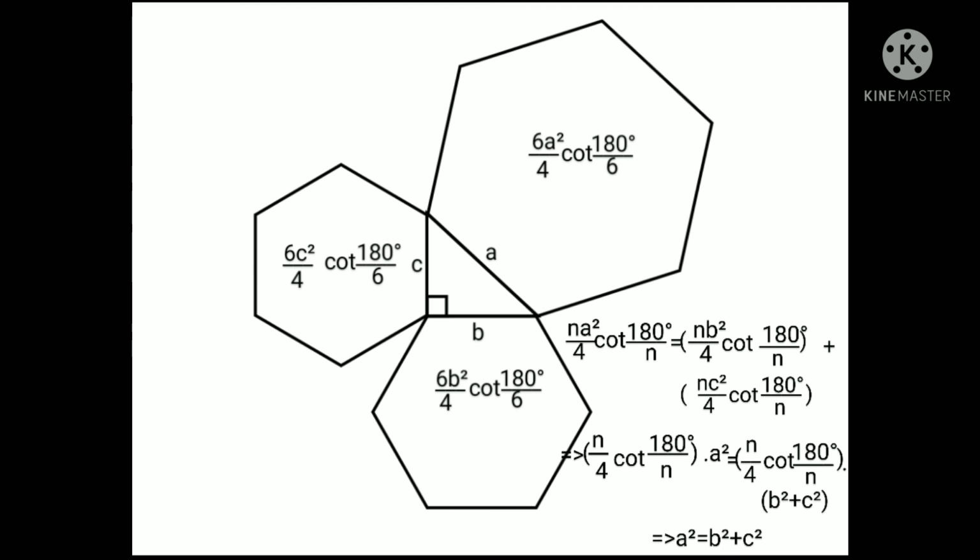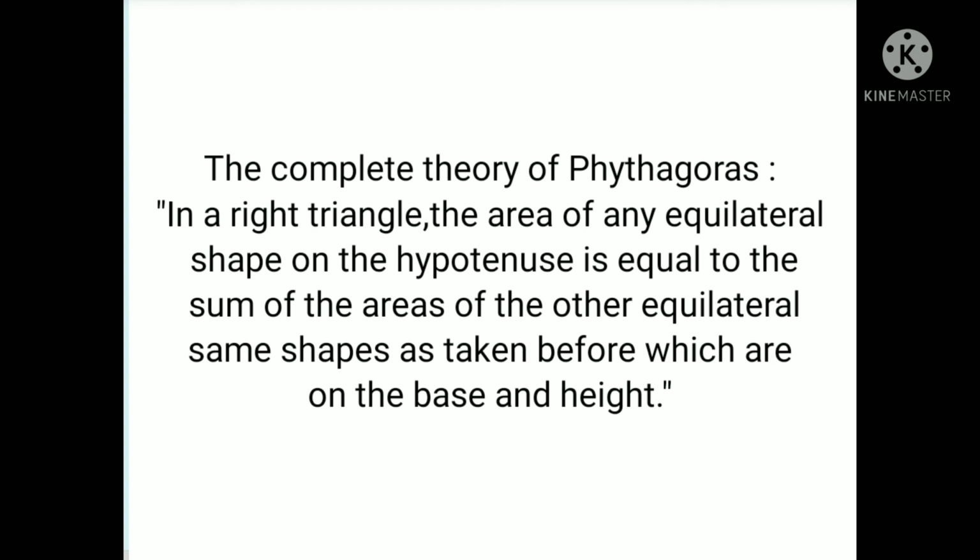So I say the Pythagoras theorem should be: in a right triangle, the area of any equilateral shape on the hypotenuse is equal to the sum of the areas of the other equilateral shapes, the same as taken before, which are on the base and height.